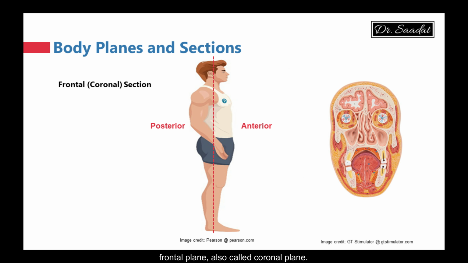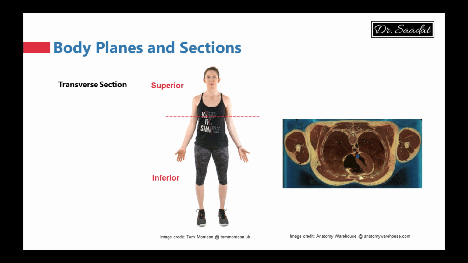2. Frontal plane, also called coronal plane. The frontal plane divides the body into anterior or front and posterior or back sections. It's perpendicular to the sagittal plane. 3. Transverse plane, also called horizontal plane. The transverse plane divides the body into superior or upper and inferior or lower sections. It's perpendicular to both the sagittal and frontal planes, cutting across the body horizontally.